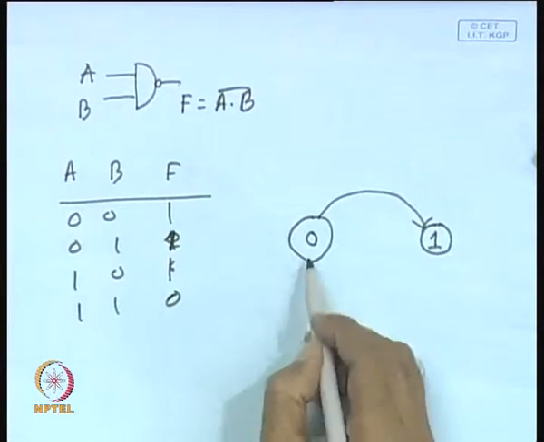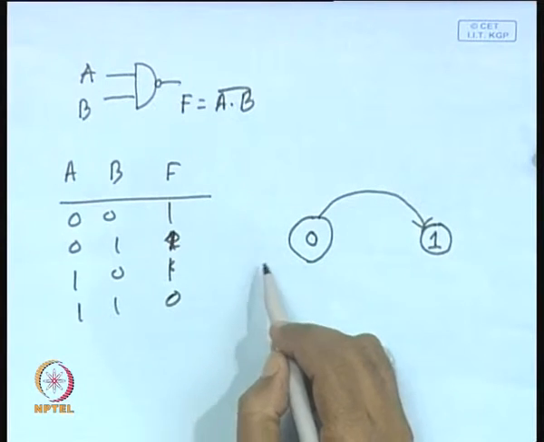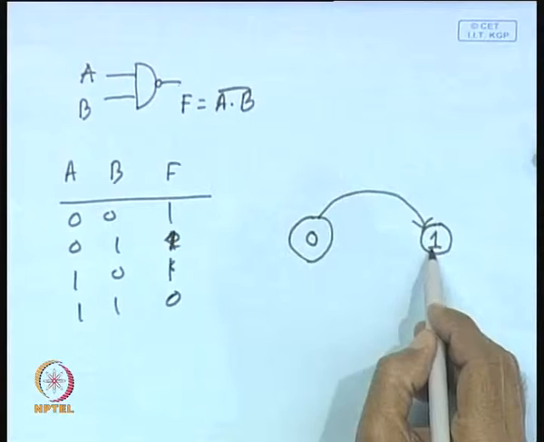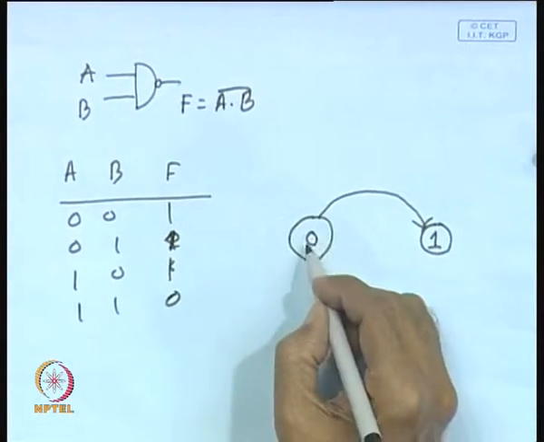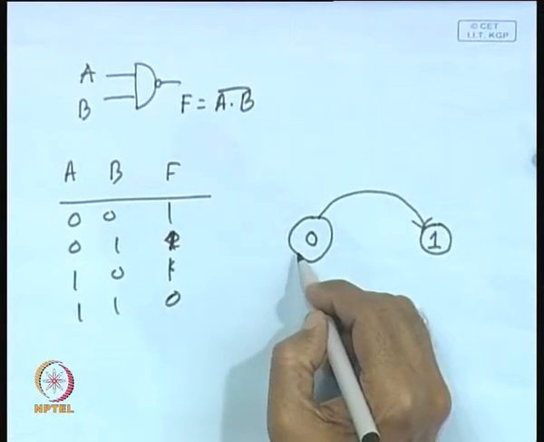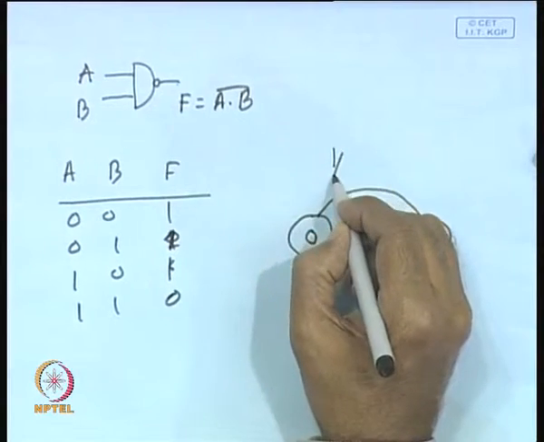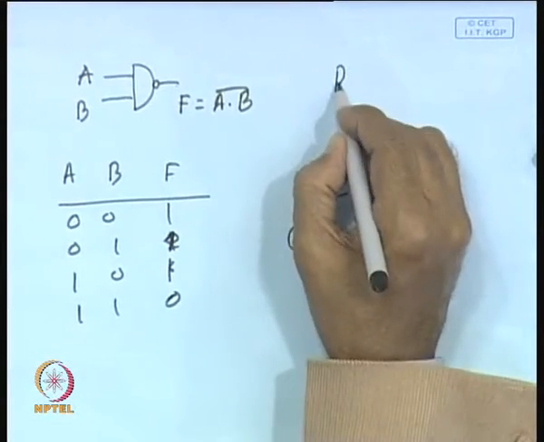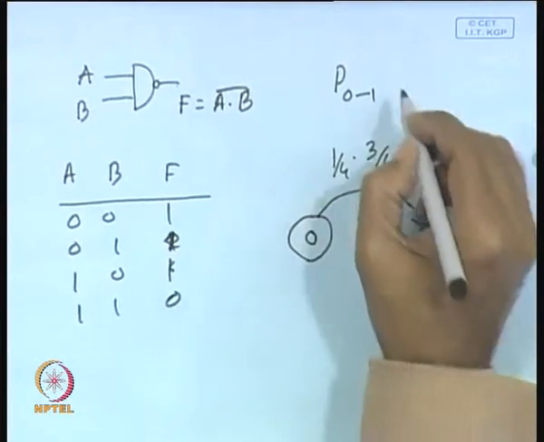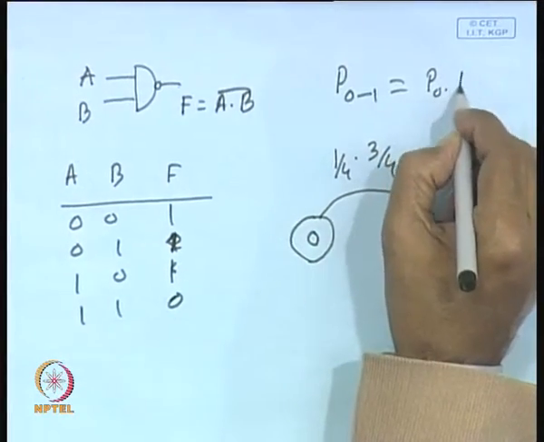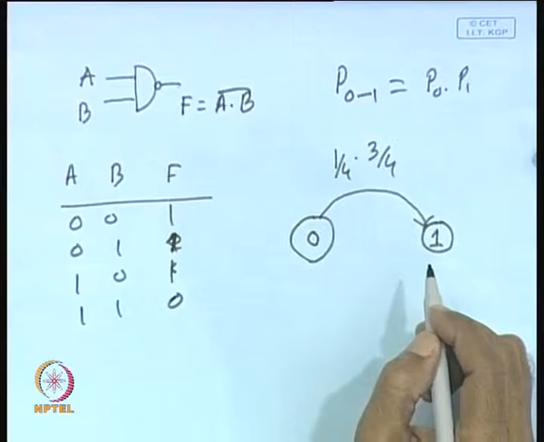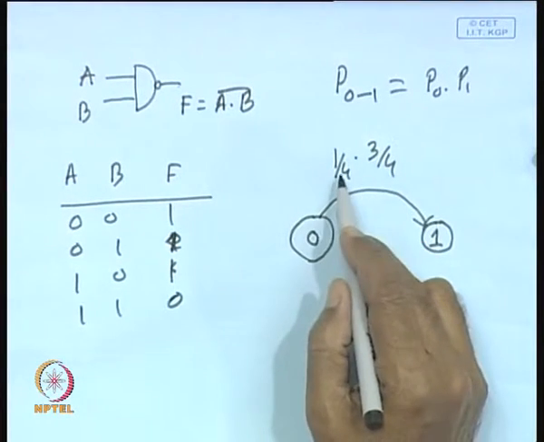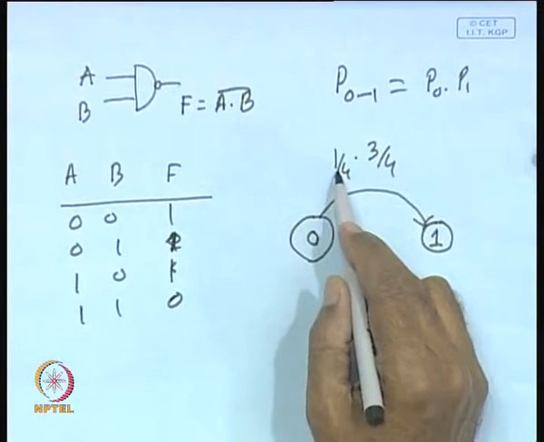From 0 to 1 you see here you have got only one 0 and here you have got only 1, I mean 3 ones. So, the probability of transition from here to here is 1 by 4 into 3 by 4. That means, as we know, P 0 to 1 is equal to P 0 into P 1. So, this is the probability of 1 and the probability of 0 remaining in 0.